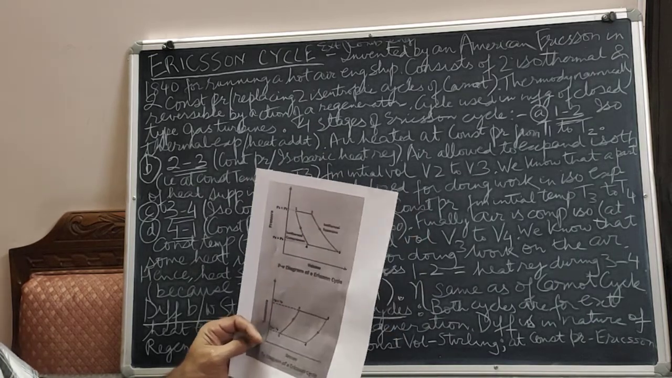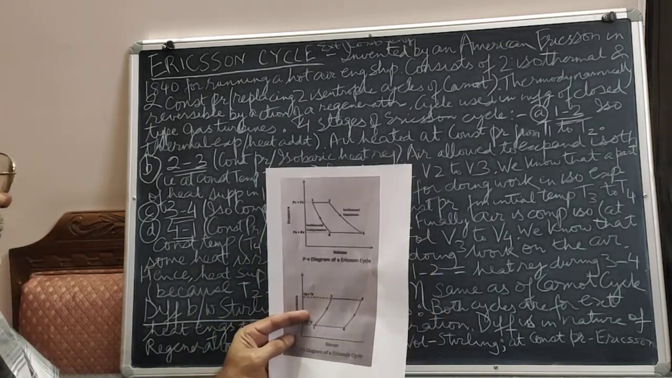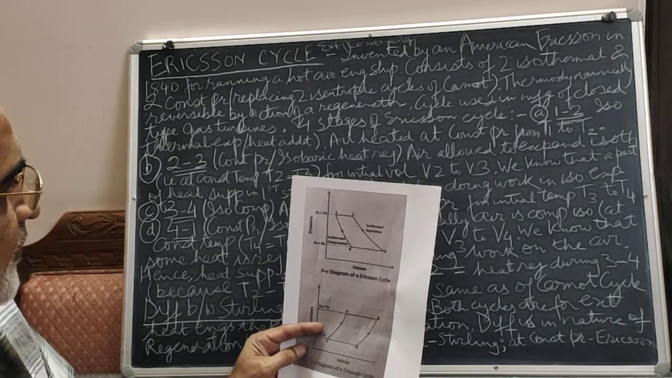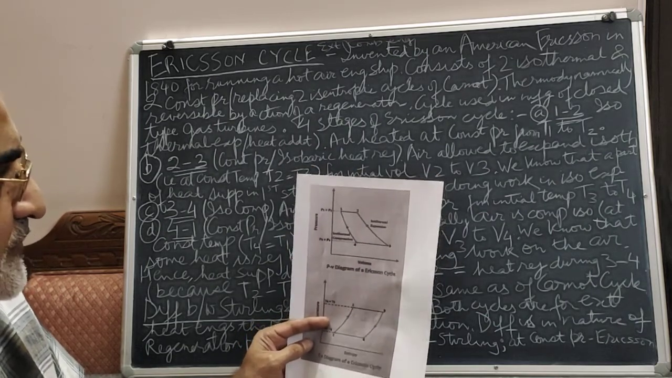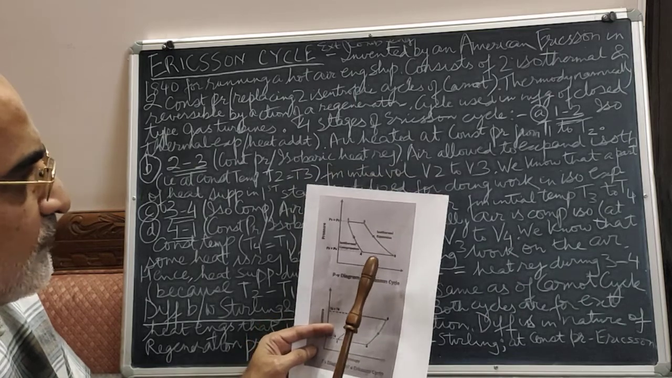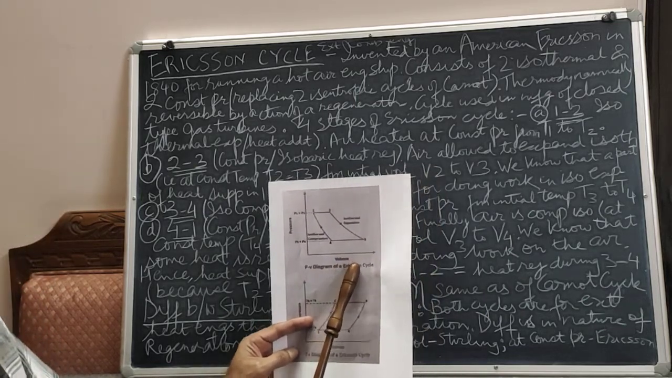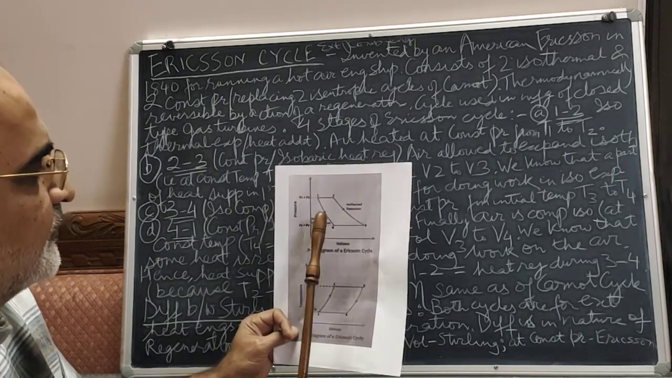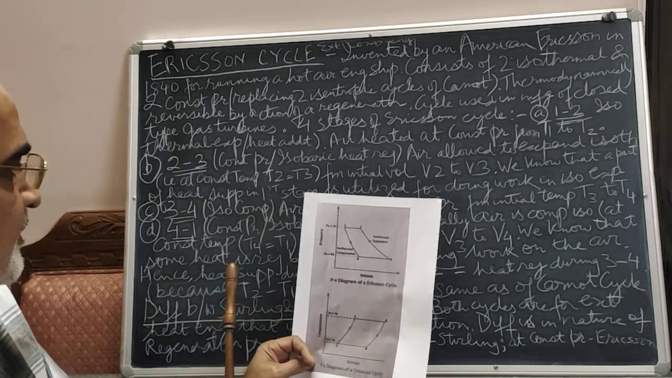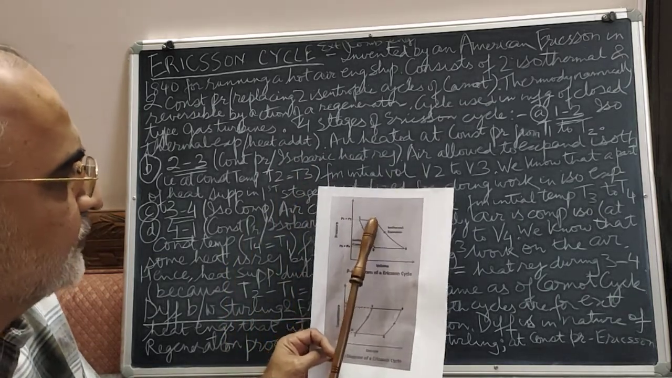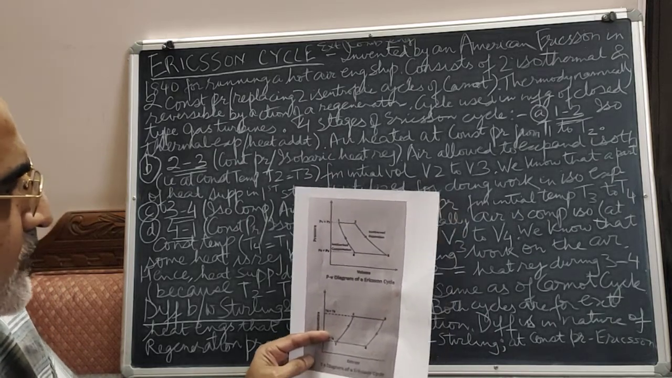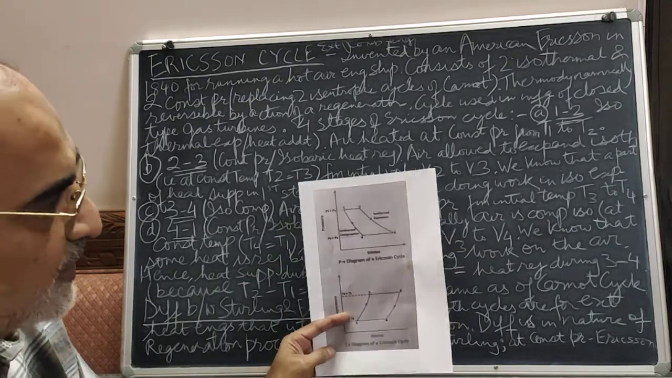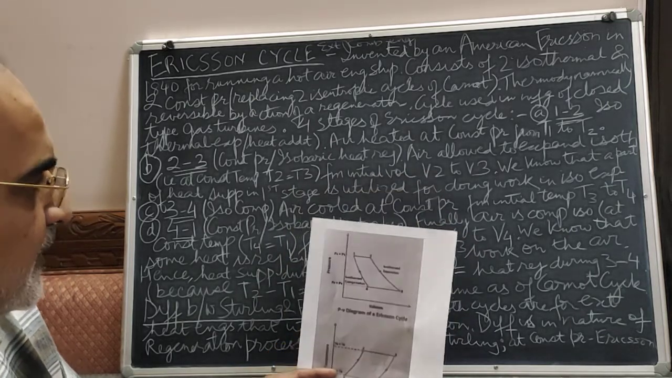The second phase is 2 to 3, constant pressure or isobaric heat rejection. The air is allowed to expand isothermally, that is at constant temperature T2, T3, it expands from 2 to 3, from initial volume V2 to V3. We know that a part of the heat supplied in the first stage is utilized for doing work in isothermal expansion.